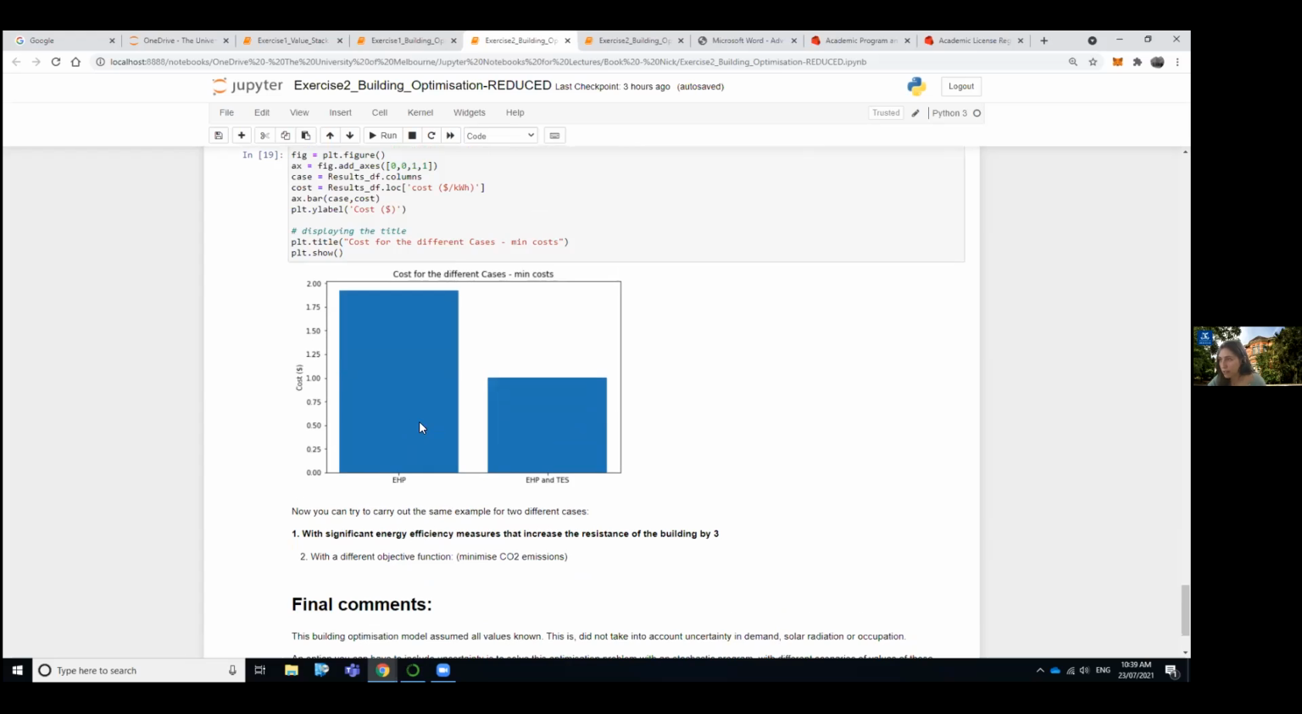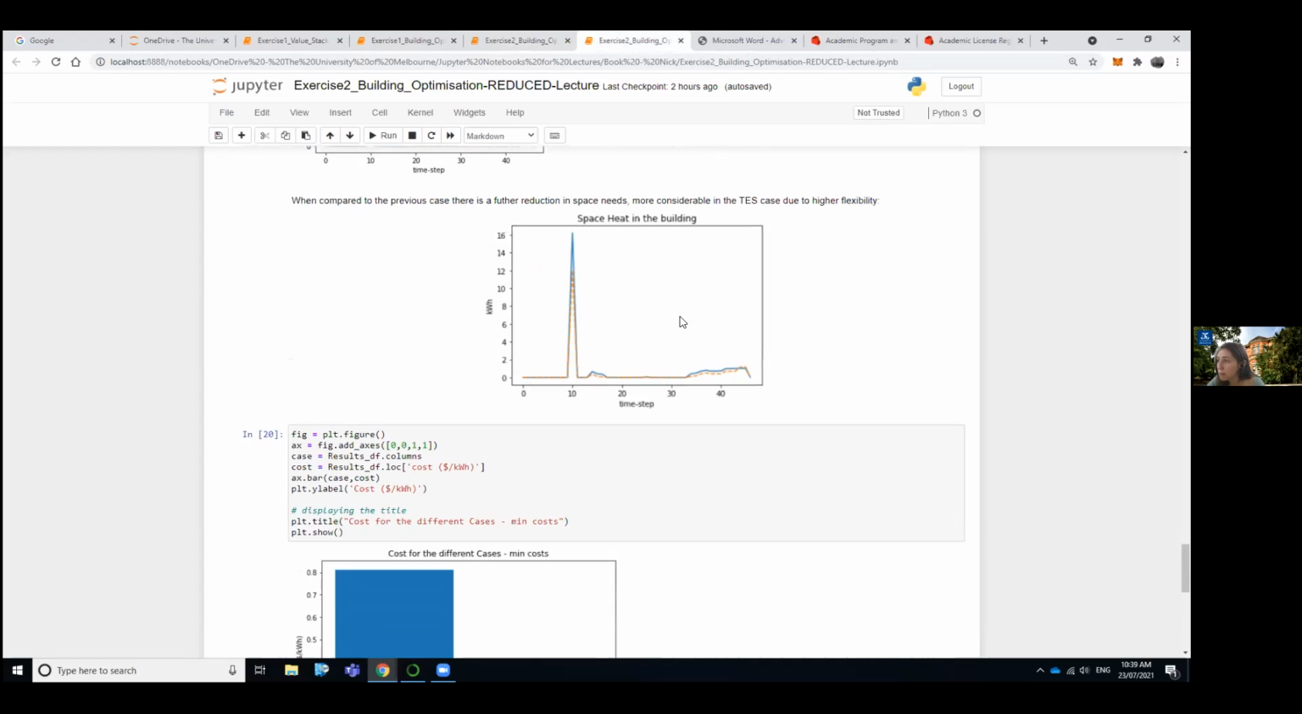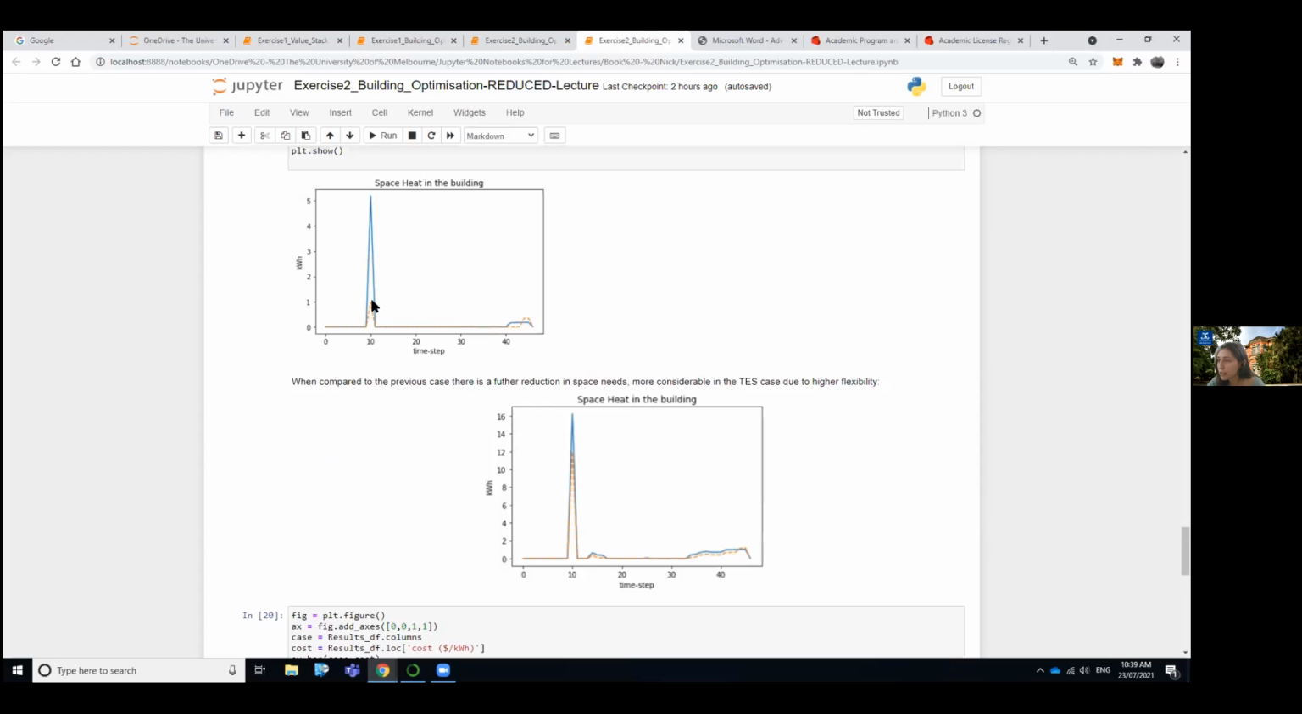Now, you have access to these 2 notebooks, and we recommend that you try this example for 2 different cases. For example, if you have energy efficiency measures that increase the resistance of the building by 3, or with different objective functions, for example, minimizing CO2 emissions. I have here an example, the exact same case, but now I've increased the resistance of the building. And with those energy efficiency measures, we see that the space heat is reduced. So this is this new case.